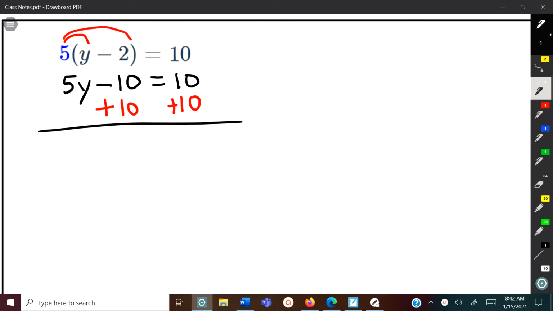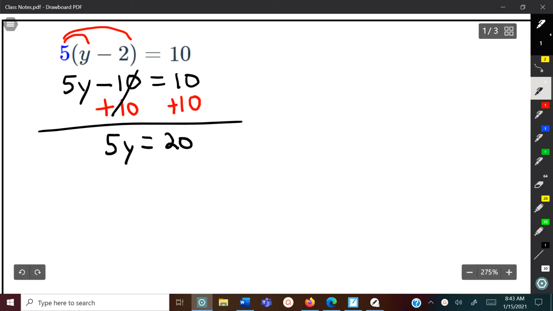So now the 10s are going to cancel out, and I'll bring down the 5y is equal to 20. My last step here is just to divide by 5 on both sides. The 5s will cancel out, leaving me with y is equal to 20 divided by 5, which is 4.